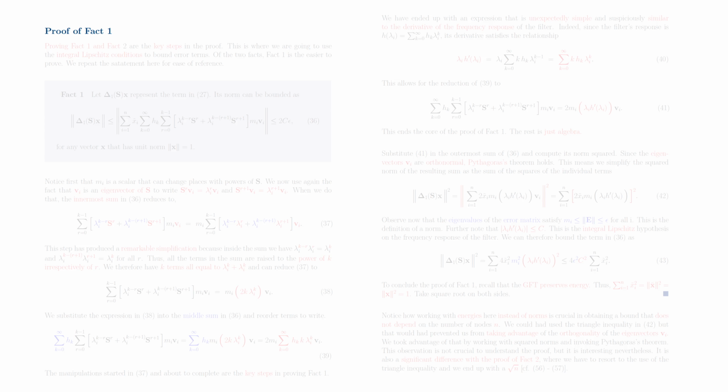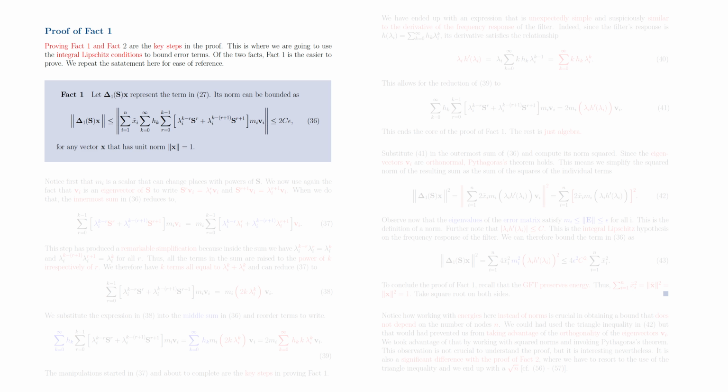We move on to prove fact 1. Proving fact 1 and fact 2 are the key steps in the proof of the stability theorem. This is where we are going to use the integral Lipschitz conditions to bound error terms. Of the two facts, fact 1 is the easier to prove. We repeat the statement here for ease of reference.